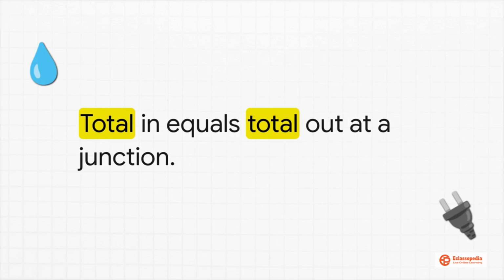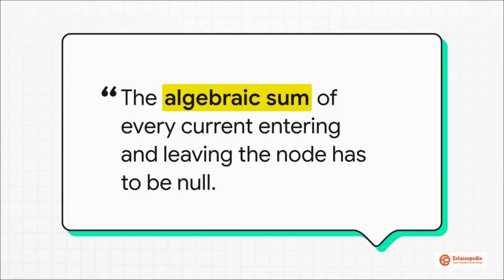And you know, this points to a much deeper truth about our universe. The quote goes, "The algebraic sum of every current entering and leaving the node has to be null." This property is commonly called conservation of charge. That is the profound why behind this simple equation. Charge can't just magically be created out of nowhere, right? And it can't be destroyed at a junction. Whatever electrons flow in absolutely must flow out. It's a fundamental principle of physics practically applied to solve our electrical problems.